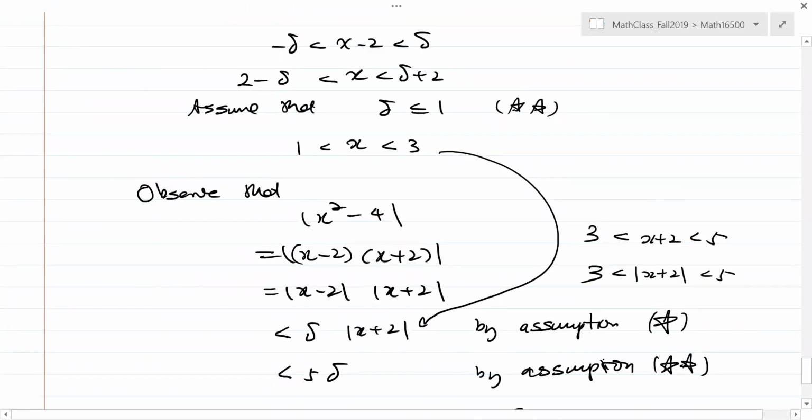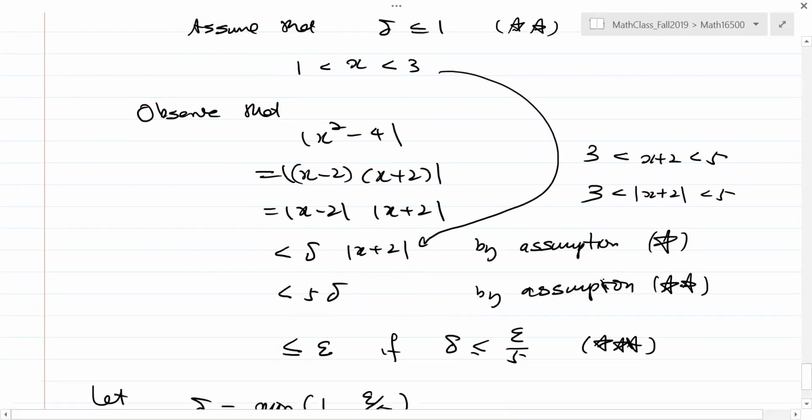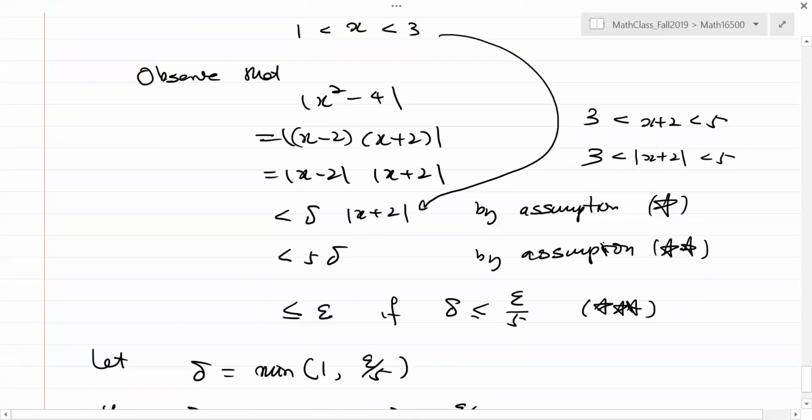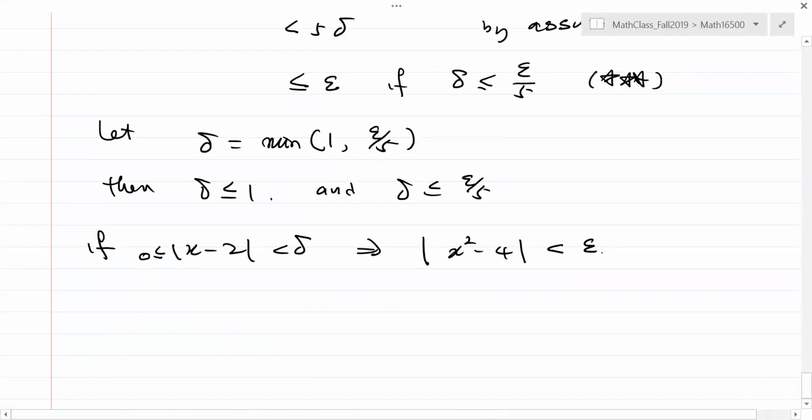We need that. Then you simplify x squared minus 4. After you simplify, you get absolute x minus 2 times absolute x plus 2. But absolute x minus 2 is less than delta by assumption. But how can I get rid of x plus 2? Well, I know x plus 2 is between 3 and 5, so the maximum value for that is 5. So it's less than 5 delta. It's independent of x now. Then you want to make it smaller than epsilon, so you can choose delta less than epsilon over 5. But you go back to look, you have two assumptions on delta, so you have to combine them together. Delta should be the minimum of 1 and epsilon over 5, whichever is smaller. Then you solve the problem. The inequality on the left-hand side implies the inequality on the right-hand side.